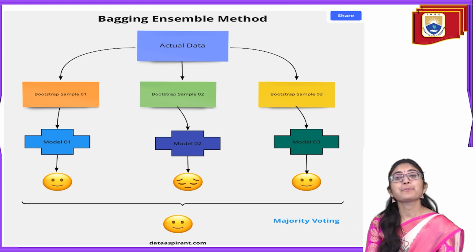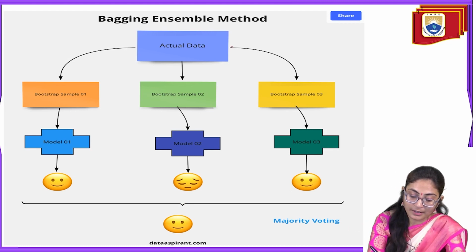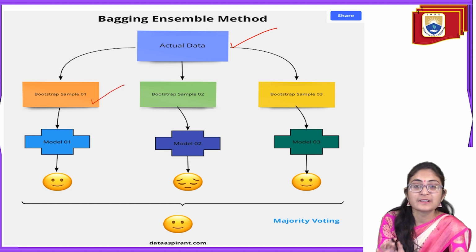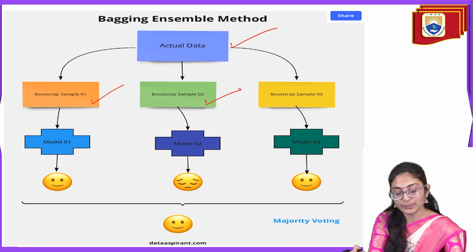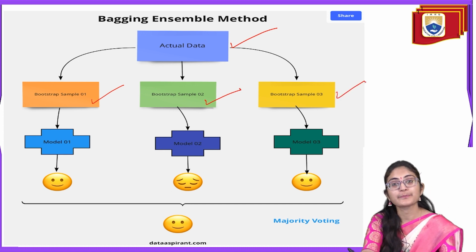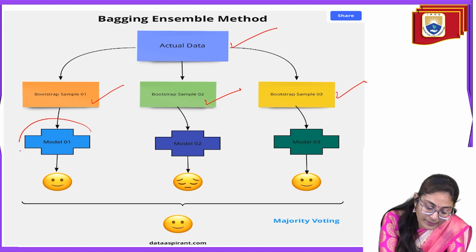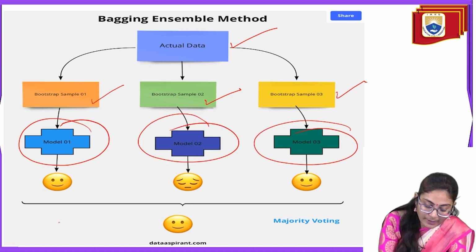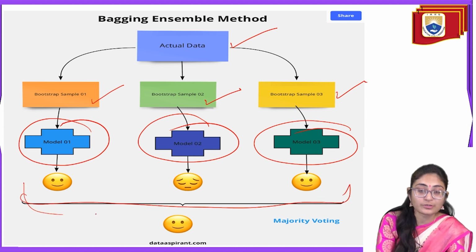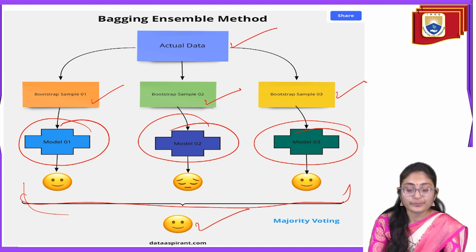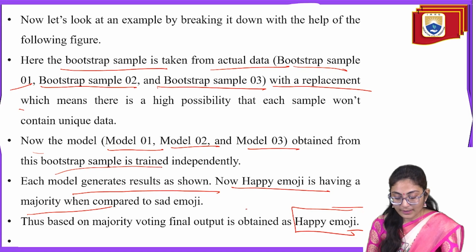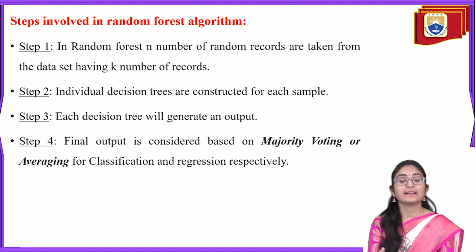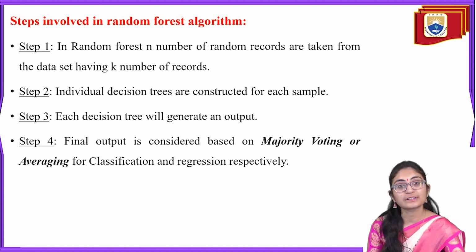Now we will see the bagging ensemble method. Again, actual data. Now you have used bootstrap sample 1, bootstrap sample 2, bootstrap sample 3. You have created model 1, model 2 and model 3. And by using the majority voting, you got the happy emoji.